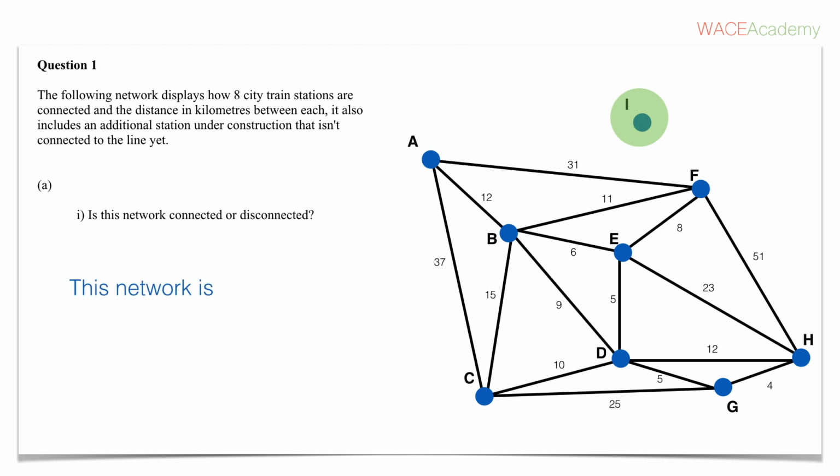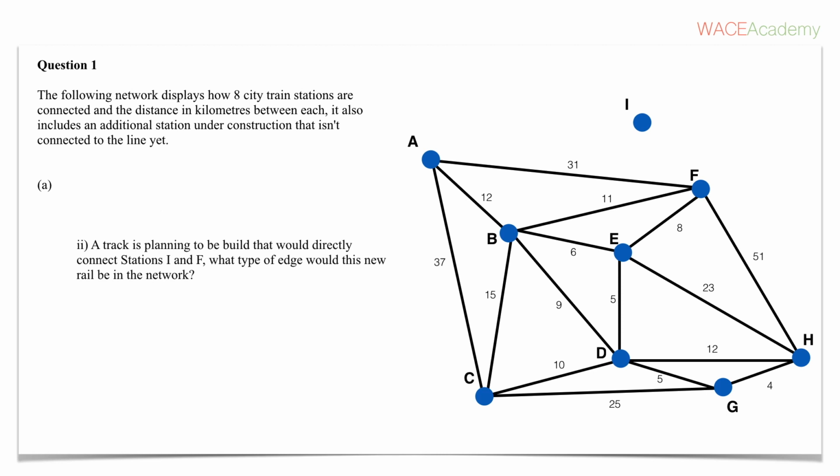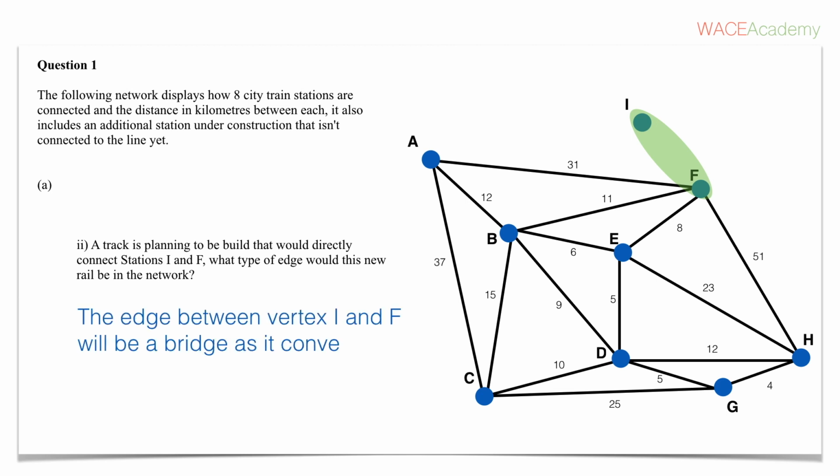this network is disconnected. Part A(ii) says there is a new connection to be built between stations I and F. This means that vertex I would become connected to vertex F, and as a result, every other vertex in the network, taking the network from disconnected to connected. Remember, the name for an edge that, if removed, would leave a connected network disconnected is called a bridge. So, edge IF is a bridge.